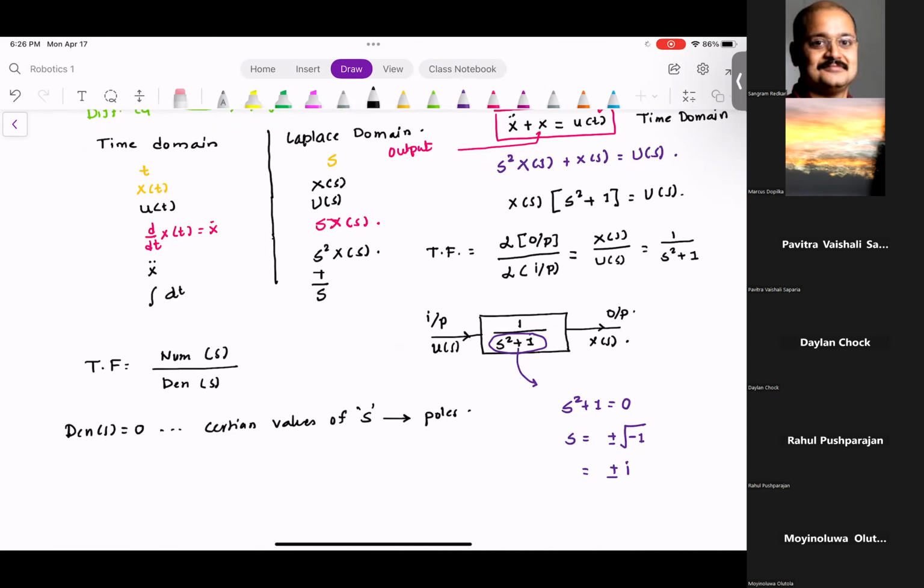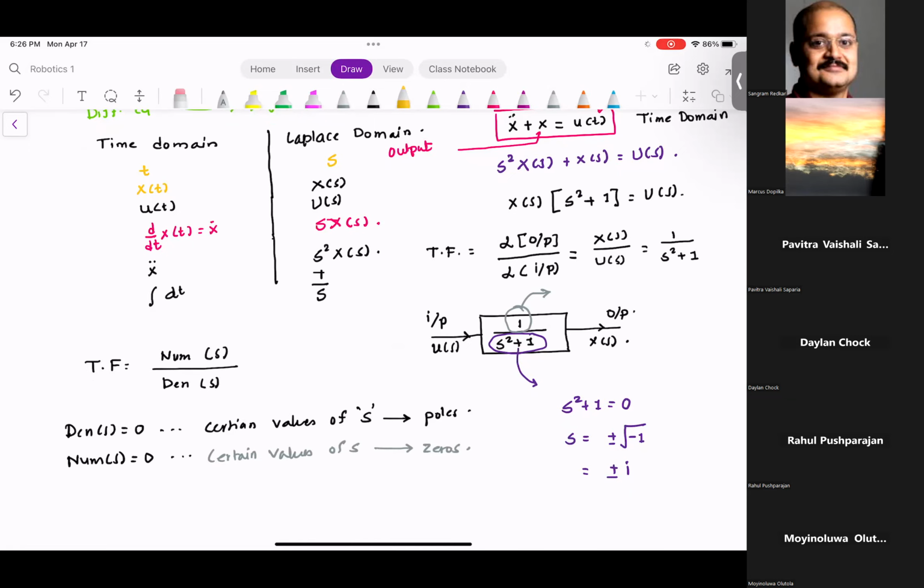In certain cases, the numerator, which can be a function of s, could be 0. In this particular case it is not possible, but for certain values of s, these are called zeros.